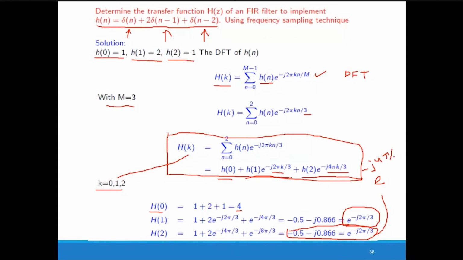So solve it yourself. For the h2 value, I am giving you the answer. h2 is equal to 1 plus 2 e raised to minus j 4 pi by 3 plus e raised to minus j 8 pi by 3. There is a typo in the slide here, so the answer is e raised to minus j 4 pi by 3. This is how we obtain the values of h0, h1 and h2. All of you please note down these values, then I will go for the next slide.